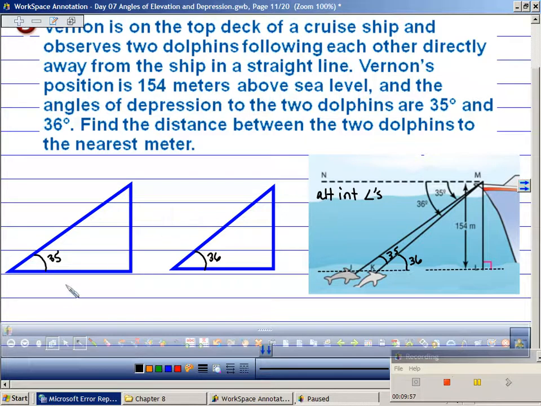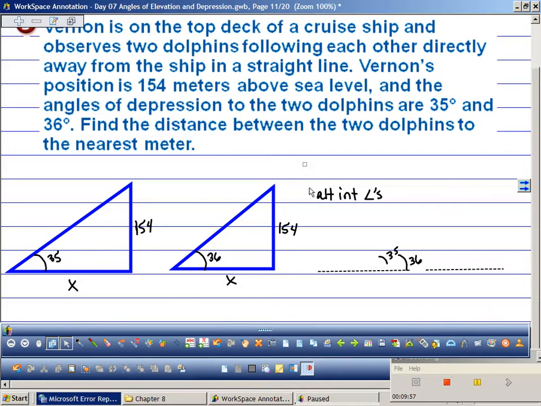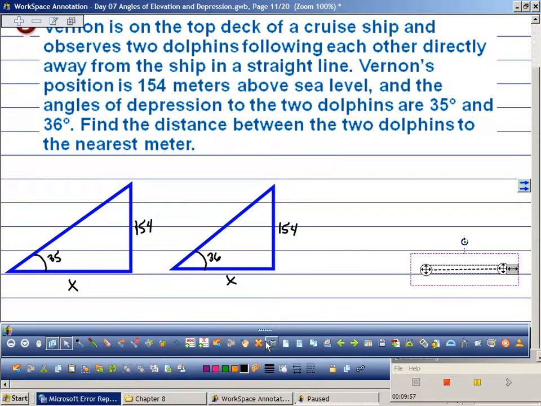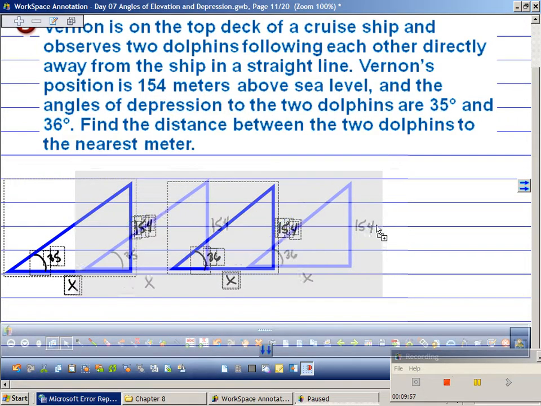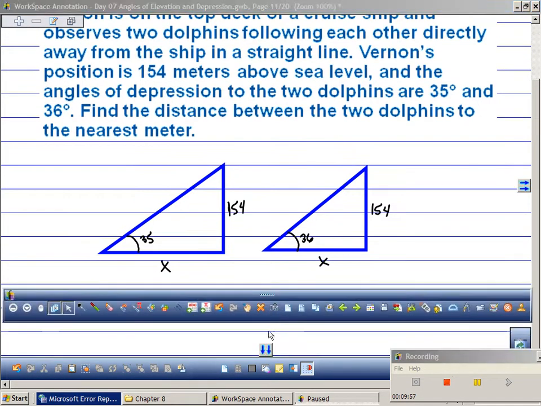We're trying to find the leg of both of these, right? And they both equal 154 meters. So I can basically get rid of this picture now, correct? All right. So let's talk about it.